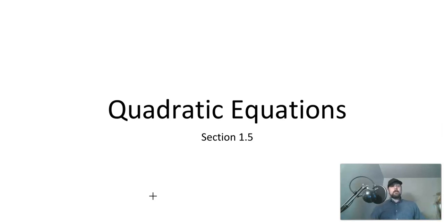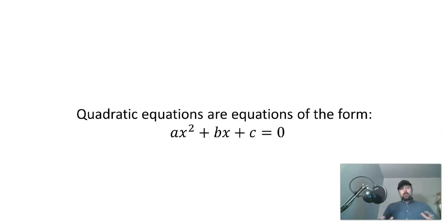In this video, we're going to take a look at section 1.5 on quadratic equations. Quadratic equations are equations of the form ax squared plus bx plus c equals 0. They're not always presented in that form, but if they can be rewritten in that form, then they are quadratic equations. The key characteristic of a quadratic equation is that the highest power of x is 2.